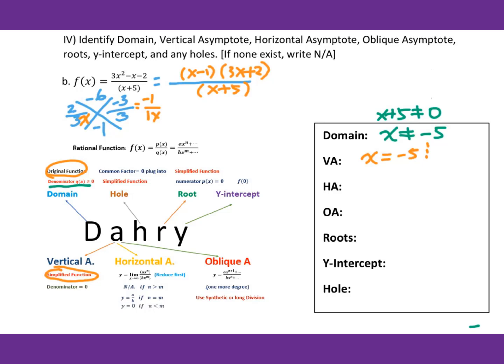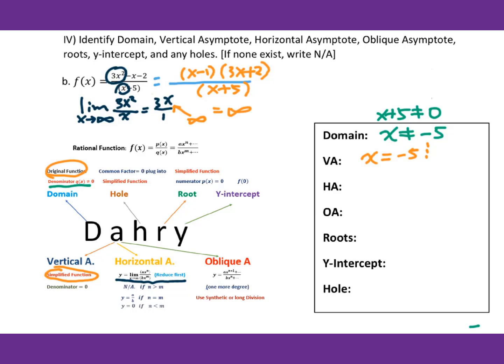For the horizontal asymptote line, we need to do the limit. Limit as x approaches infinity of the leading terms, that's 3x squared over x. So 3x squared over x. You will get 3x over 1. Then we plug infinity into this x, you will get infinity. That means the horizontal asymptote line is not available for this rational function.